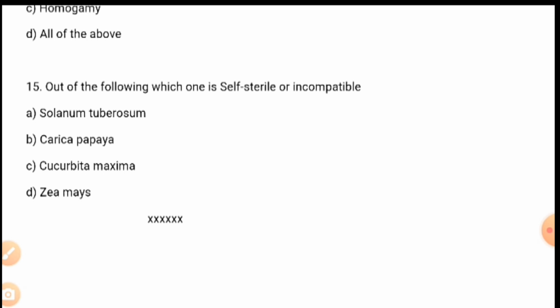Here the options are A. Solanum tuberosum, B. Carica papaya, C. Cucurbita maxima, D. Zea mays. Here the answer is Solanum tuberosum, that is potato. Potato is self-sterile or genetically incompatible. So answer is option A.